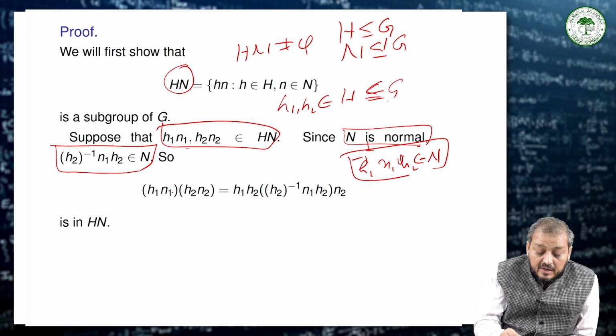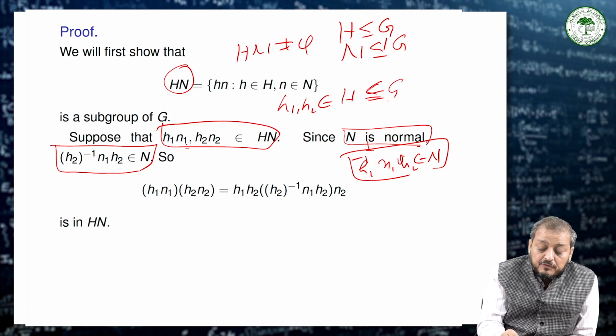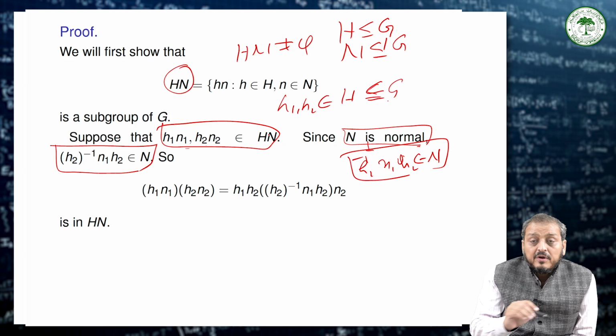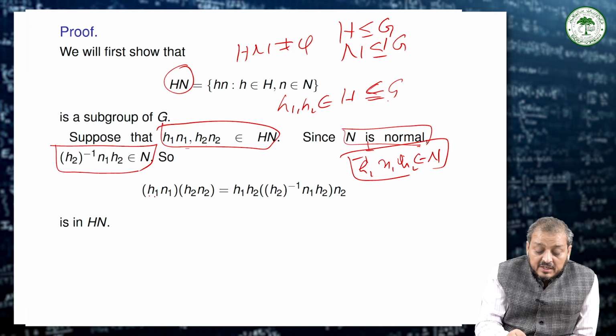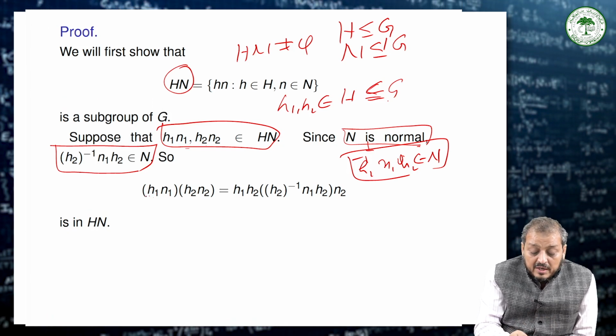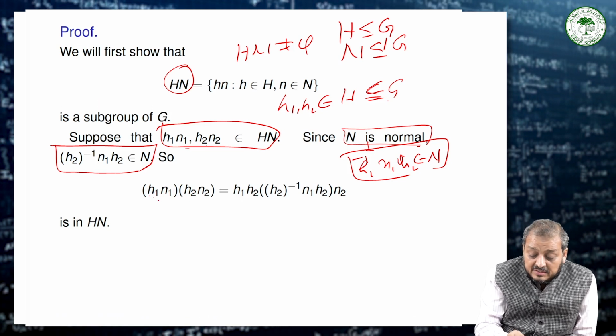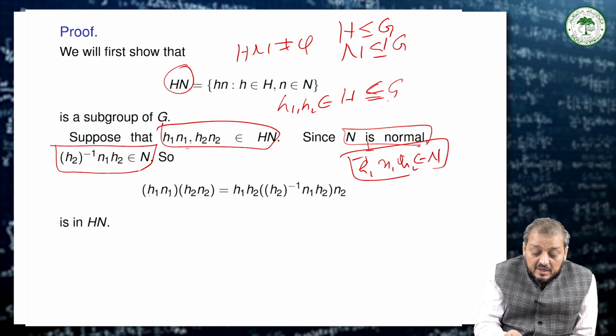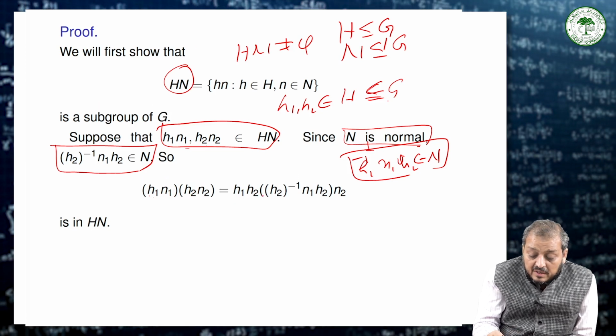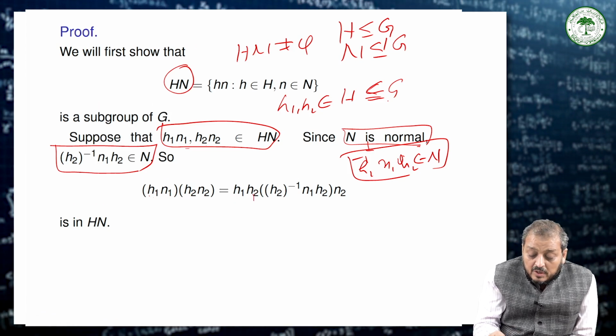Now we first show that the composition of these two is again an element of HN. So we take h1 n1 and h2 n2, and this can be written as h1 ... h2 inverse.